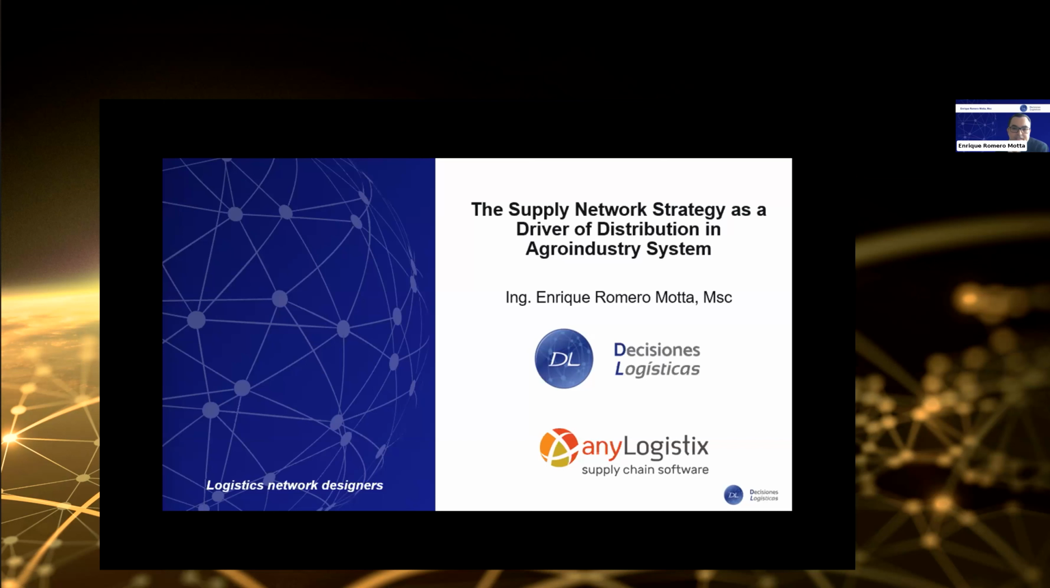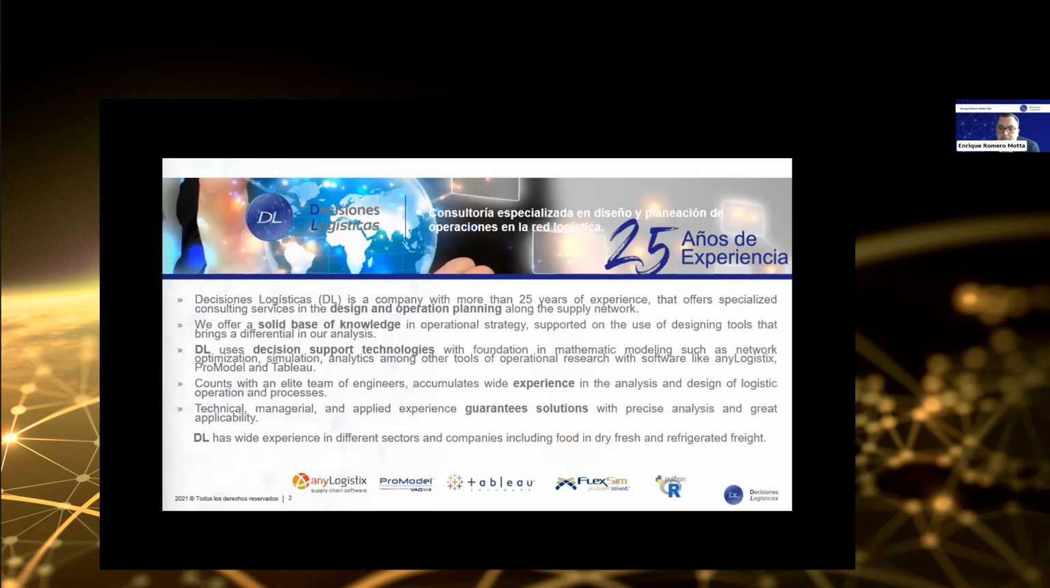Welcome to this conference. My name is Enrique Romero Mota. I'm a supply chain designer, senior consultant in Decisiones Logísticas, with a well-known Colombian company. Let me show you a little bit about the company, and then I will talk about how I'm going to present this business case. Decisiones Logísticas is a company with more than 25 years of experience providing logistics solutions in different areas with different industries, even manufacturing, services, agro-industrial businesses, and of course, food industry as well.